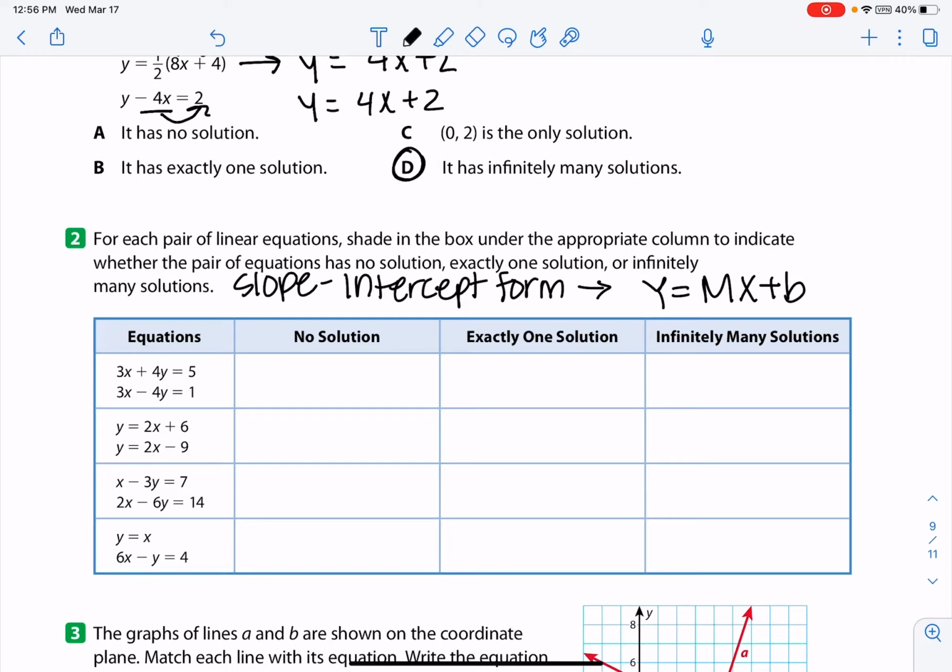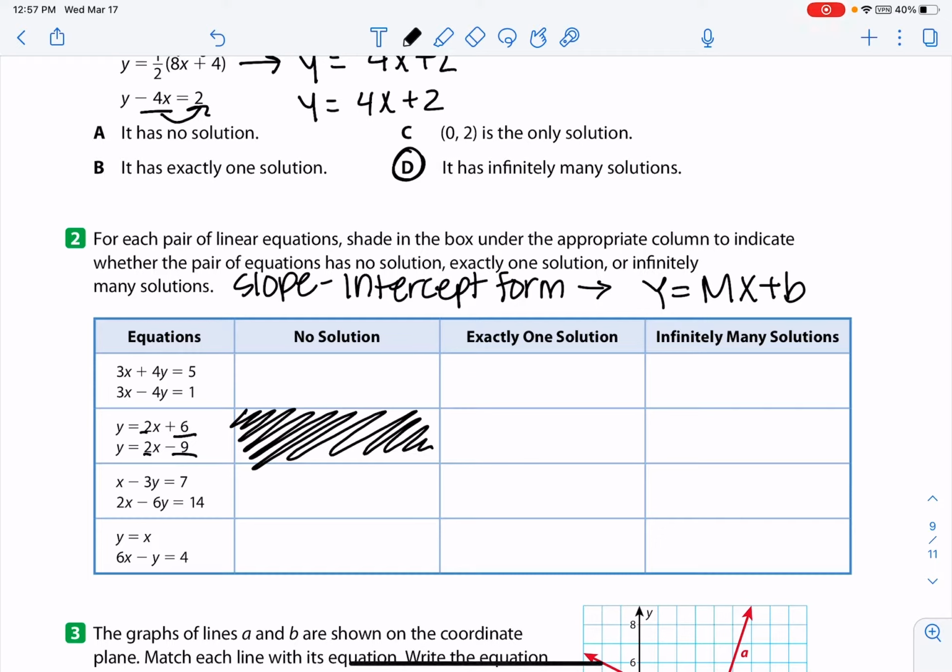Same thing, if I'm trying to figure out how many solutions it has, I need to make sure that every single equation is written in slope-intercept form. And then I'm just going to shade how many solutions it has. So for the second one, I can already do that because I can see they're both already written in slope-intercept form. So I have my 2 and my 2, same slope, but different y-intercepts. One's 6, one's -9. That'll give me no solution.